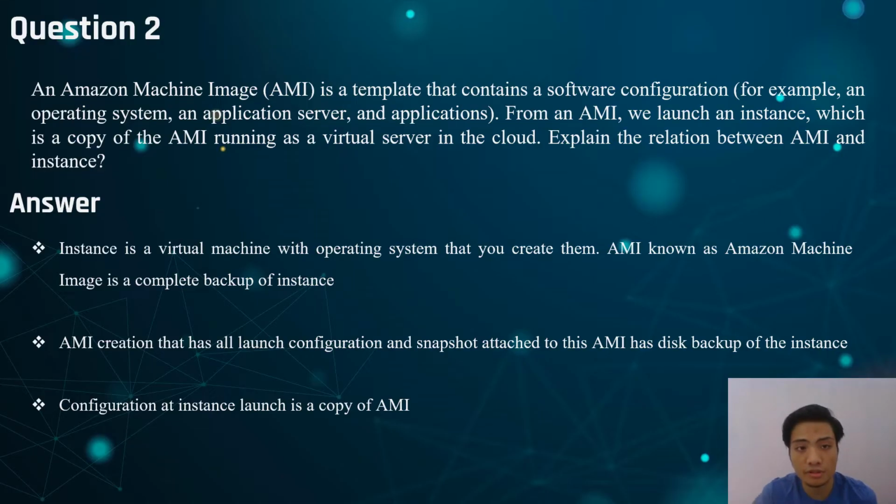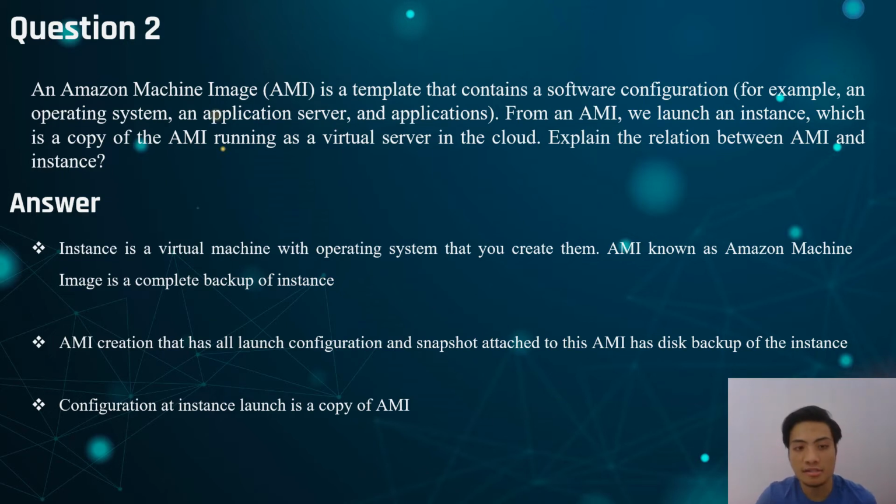Next, question 2. An Amazon Machine Image, AMI, is a template that contains a software configuration, for example, an operating system, an application server, and applications. From an AMI, we launch an instance, which is a copy of the AMI running as a virtual server in the cloud. Explain the relation between AMI and instance.